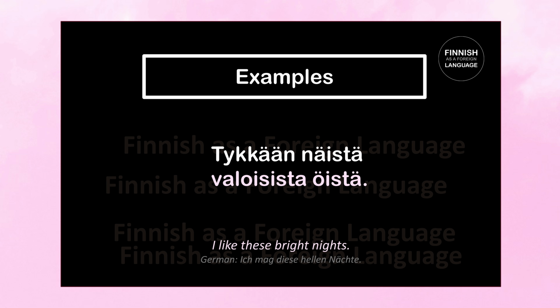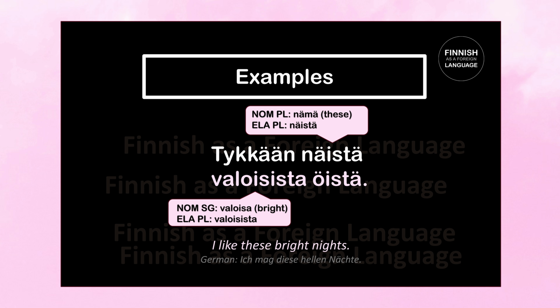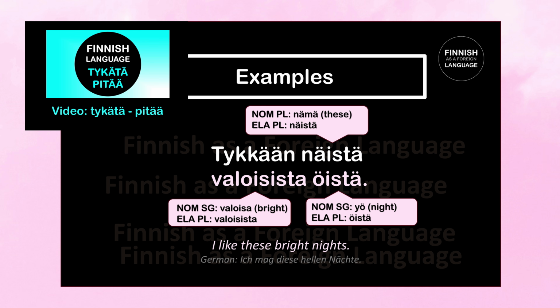Next one. Tykkään näistä valoisista öistä means I like these bright nights. So tykkään means I like. It's the first person singular of the verb tykätä, which means to like. And näistä means these. It's the elative plural of nämä, which means these. Valoisista means bright, also standing here in the elative plural. And then we have öistä, which is the elative plural of yö, which means night. Why do we use the elative plural here? Because of the verb tykätä, which means to like. Here we are talking about a verb rection. Let's repeat again.